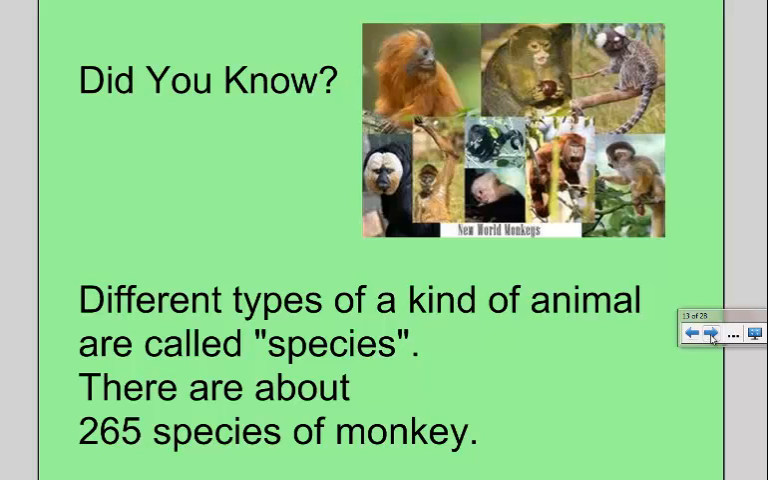So our fact of the day is that different types of animals are called species. It's the same kind of animal, just a different variation. And for monkeys, there are 265 different species of monkeys. Orangutans, all sorts of cool looking animals.